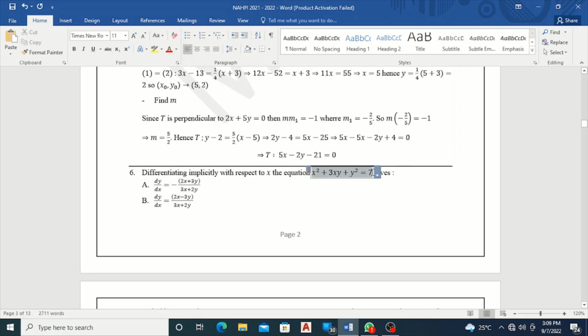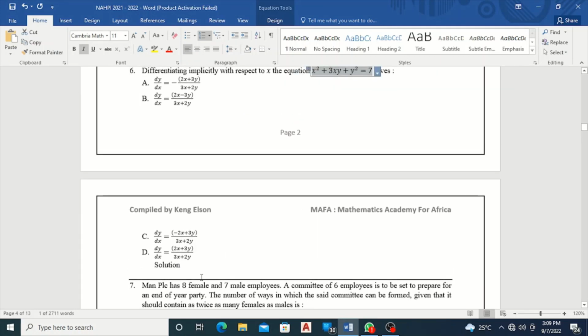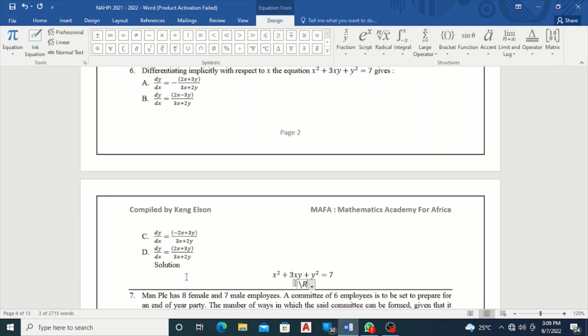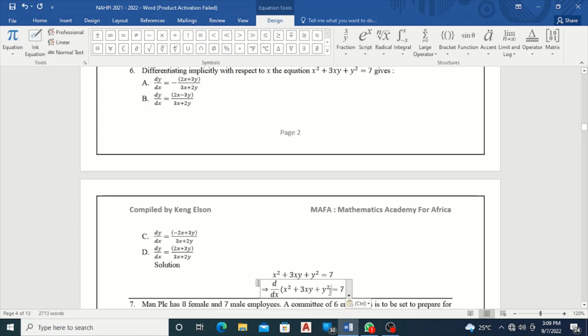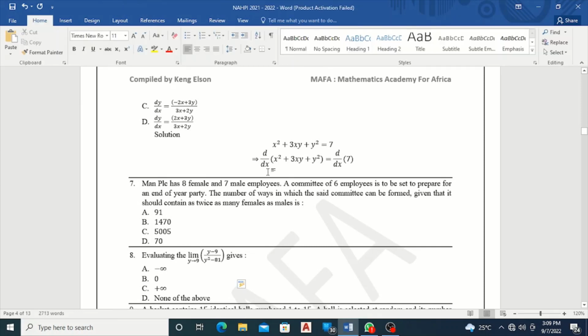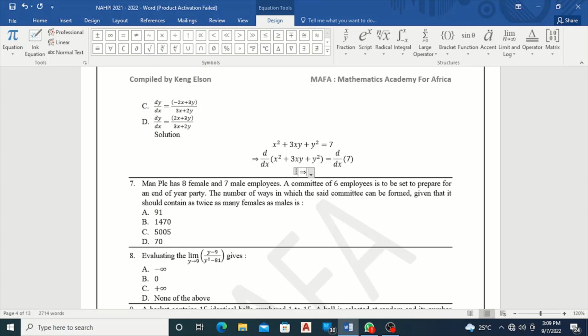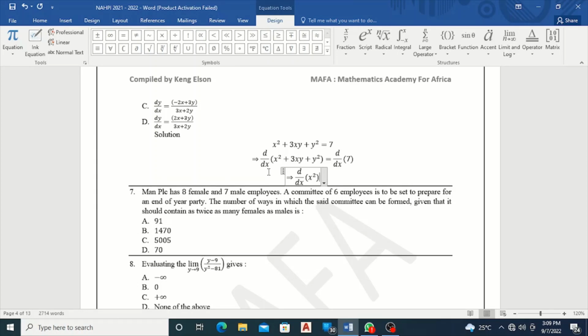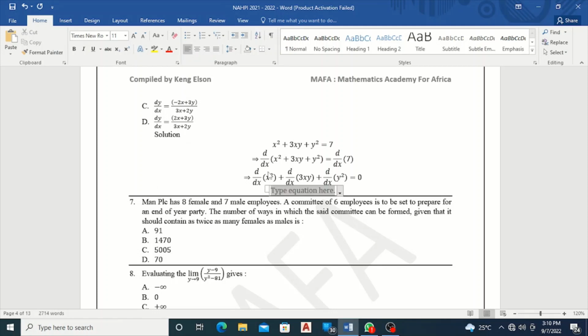Differentiating implicitly this equation, what do we get? So implicit differentiation, and it is with respect to x. It means to differentiate the whole equation. So the derivative with respect to x of the left hand side is equal to the derivative with respect to x of the right hand side. Now the right hand side is just a constant, so when you differentiate with respect to x, you get 0. So this means the derivative with respect to x of x squared plus the derivative with respect to x of 3xy plus the derivative with respect to x of y squared is equal to 0. Differentiate 7, a constant, you get 0.